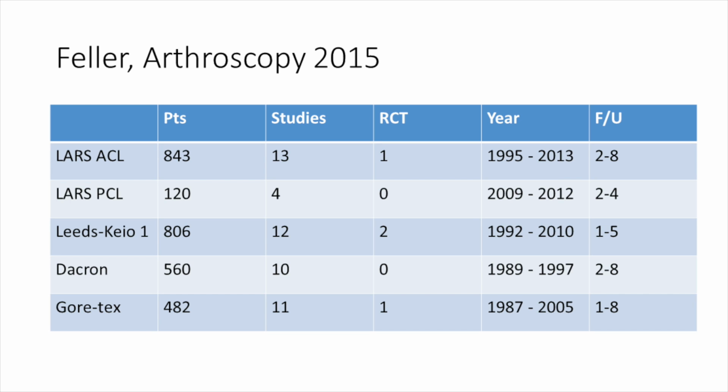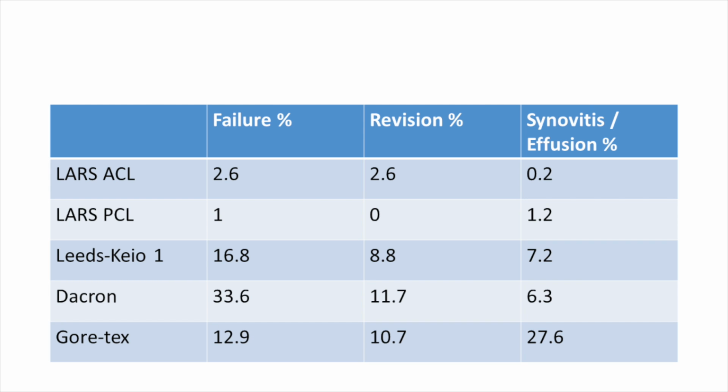So how does it do? This is a systematic review from Julian Feller, published last year in Arthroscopy. The problem with it is that the quality of the studies is not great. So in LARS ACL, there's only one randomized controlled trial, and in LARS PCL, there were none. Follow-up, however, was up to 8 years in some cases. And the results, with those caveats, are encouraging.